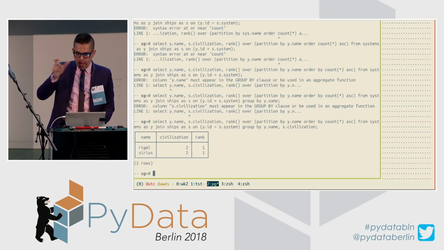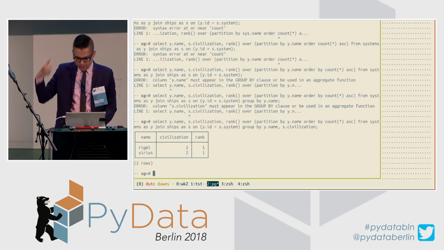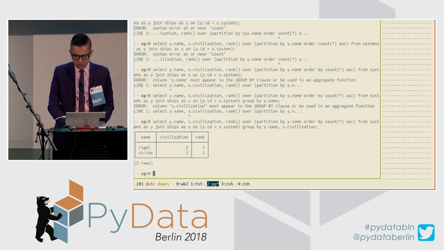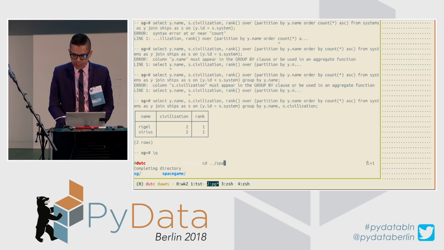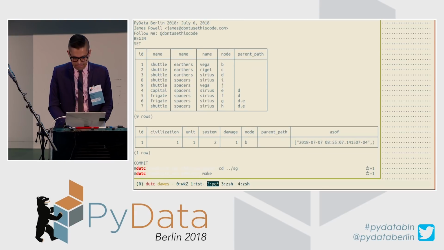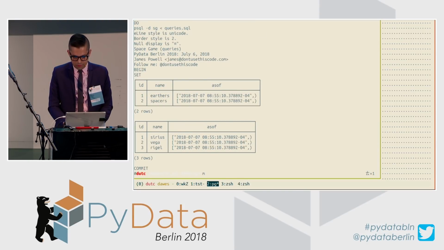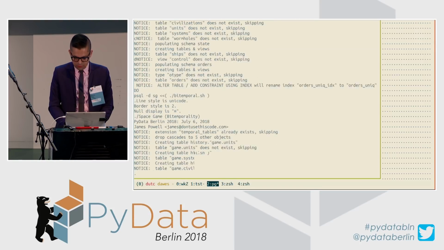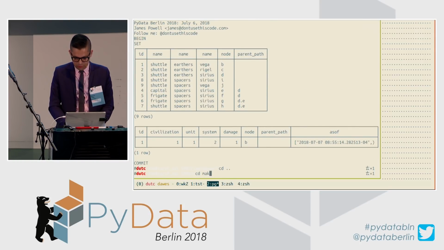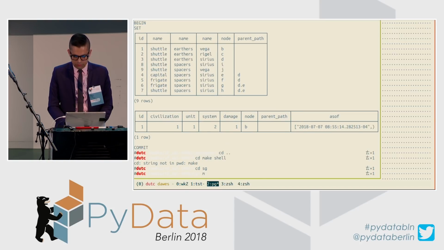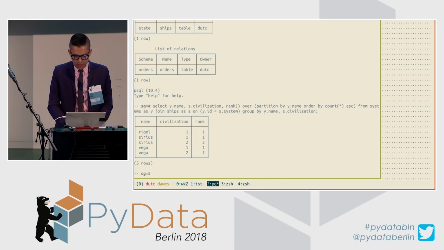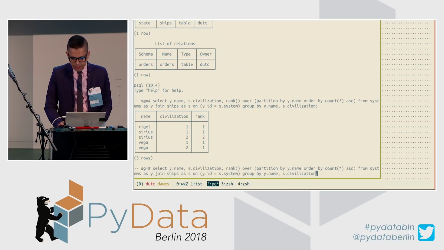This is the ranking of how many civilizations have what ships in what places. Actually, let me switch over to the pre-prepared version. It's a little bit easier to see in that one. There we go. And so you can see in this pre-prepared version, I have a bunch of ships in a bunch of places. And you can see in this one system, there are two civilizations that have the same rank.